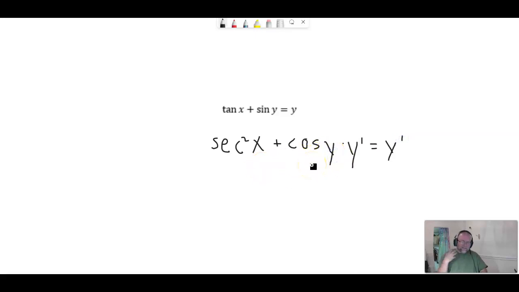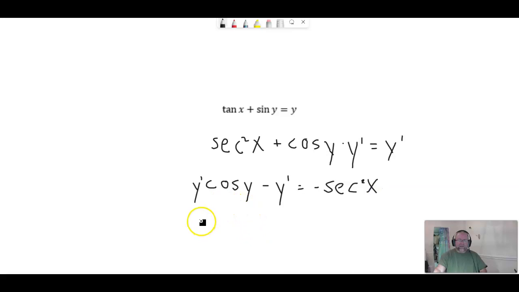Now my next strategy is to get my terms with y prime on one side of the equality and everything else on the other side. So I have two terms here with y prime and one term without it. So the cosine of y, and I'll put the y prime up front to make it a little bit clearer, cosine of y times y prime, that's going to stay on the left here. And then this one's going to come over, so that's going to be minus y prime is equal to, and we're going to have to subtract the secant squared of x from both sides. So that's going to be minus secant squared of x.